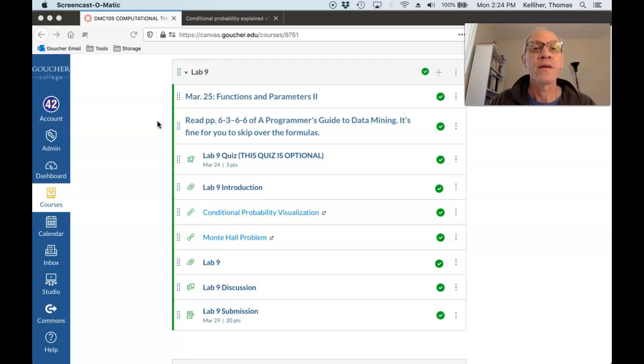Okay, here's a reading. The quiz is optional. I just changed the due date to line up with the change in our schedule. This visualization and the Monte Hall problem video come into play with the lab introduction, so I'll point those out at the time.